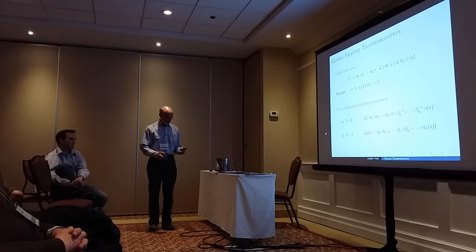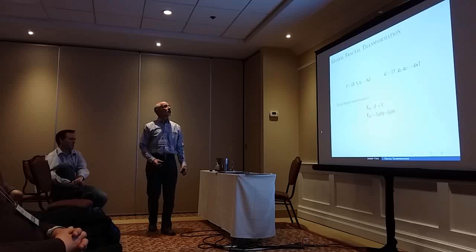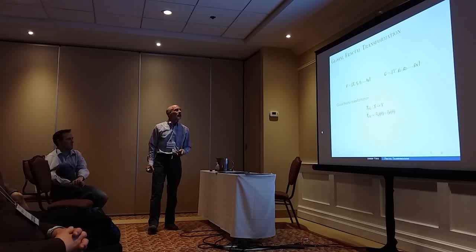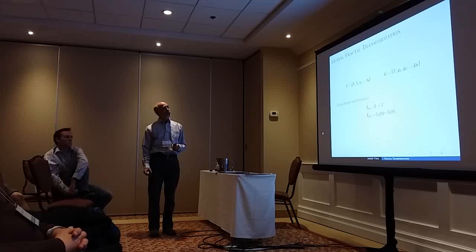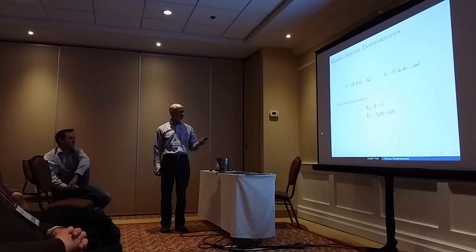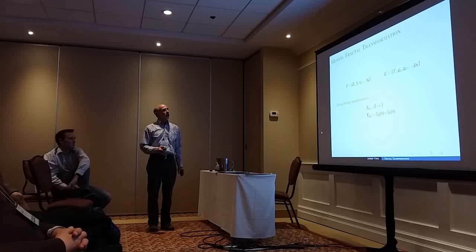And now if we start with our two iterated function systems with the same number of functions, then I could define a global fractal transformation in exactly the same way we defined the original fractal transformation. We're just taking the composition. Okay. So here's an example. This is in the plane.